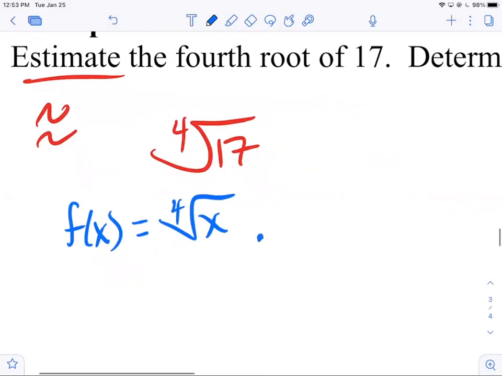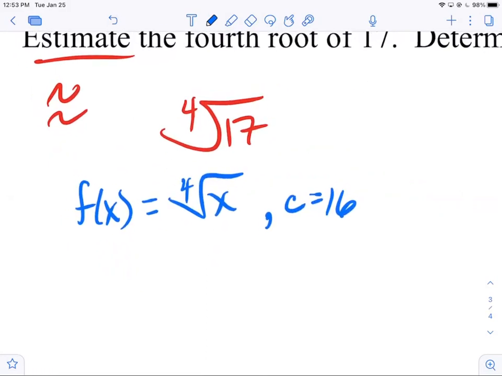Now let's pick our center. What is the closest perfect 4th root to 17? 16, right? 16 is only 1 unit away. So let's write the equation of a tangent line to the function, the 4th root of x, at 16, the center of the approximation, and then we'll evaluate it at 17.